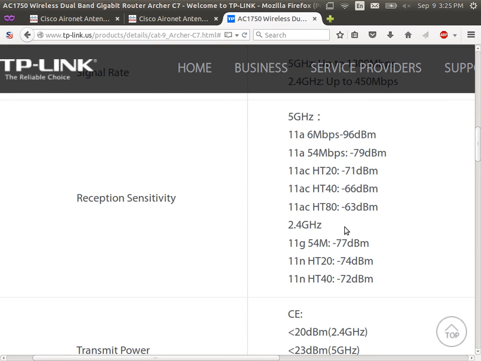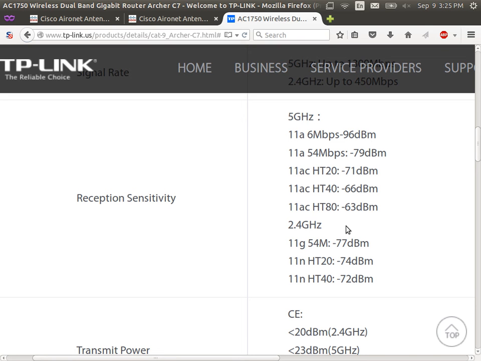Let's focus on 2.4 gigahertz. We'll use that in the example. If I transmit a signal from one of these access points to another, then the receiver is designed such that if the signal received is greater than minus 77 dBm, if we're using this particular standard at 54 megabits per second, my device receives successfully. If the receive power is less than minus 77 dBm, it cannot hear it, you cannot receive.